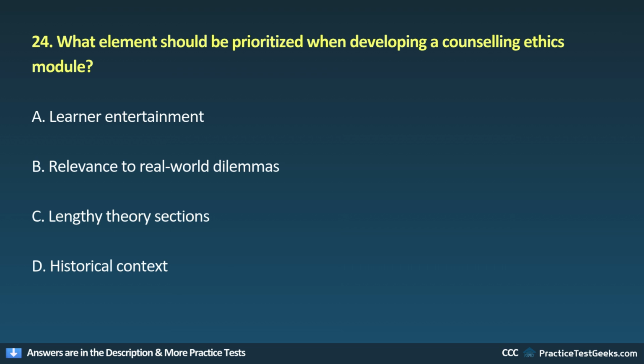24. What element should be prioritized when developing a counseling ethics module? A. Learner entertainment. B. Relevance to real-world dilemmas. C. Lengthy theory sections. D. Historical context.